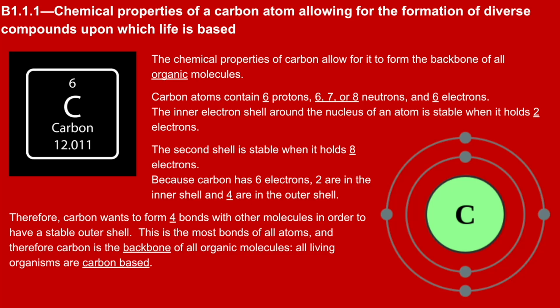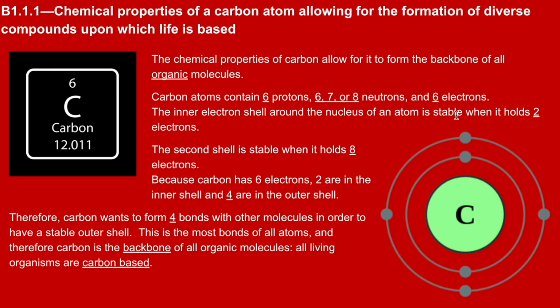The reason that it's so important is because it has 6 protons, usually 6 neutrons, and 6 electrons. Because on the innermost electron shell, it's going to be stable with 2 electrons. Carbon has 2 electrons there. Then on the next electron shell and each one after it, it's stable with 8 electrons.